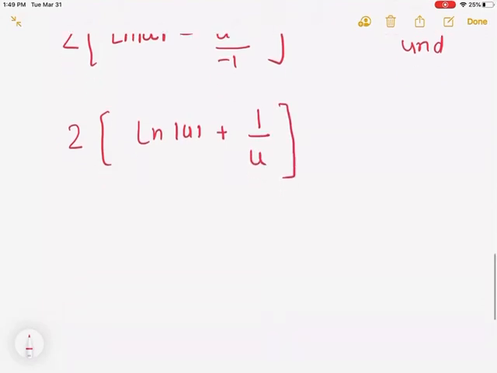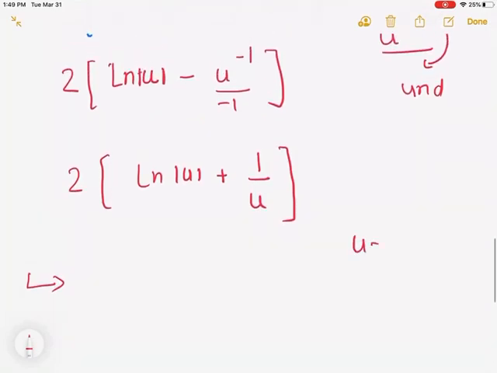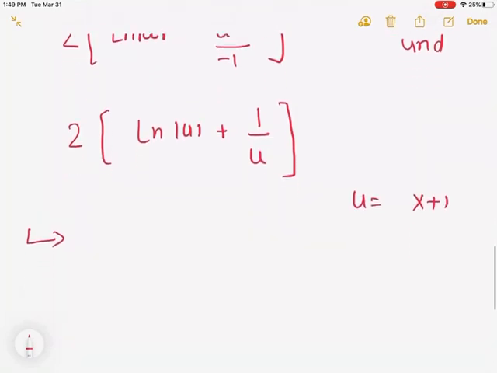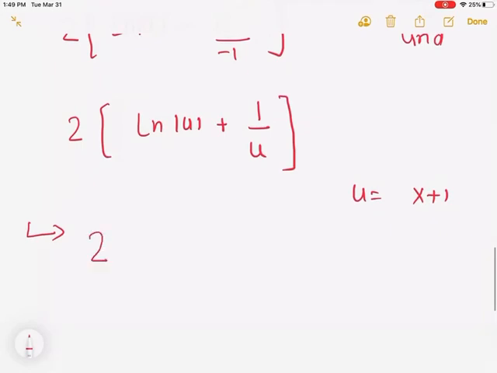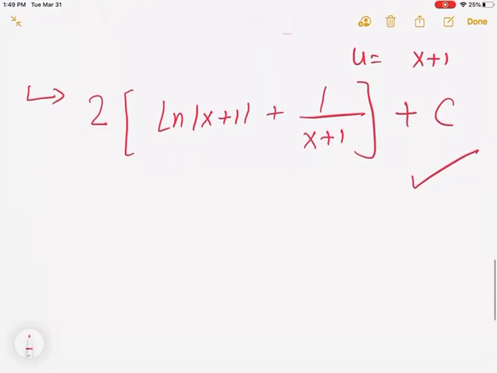The last step is bringing back the original variable, and we know u is equal to x plus 1. So my final answer would be, if you want to distribute this 2, you could do that. I'm just going to leave it outside. So it's 2 times (ln of absolute value of x plus 1, plus 1 over x plus 1), and at the end there's a c. Here you go. And yeah, this is pretty much all.